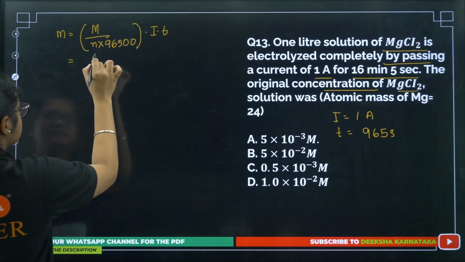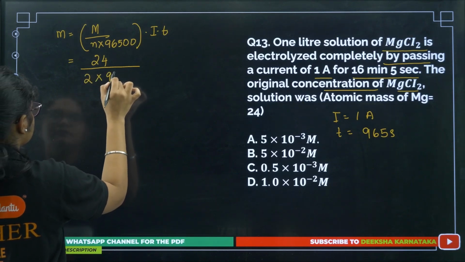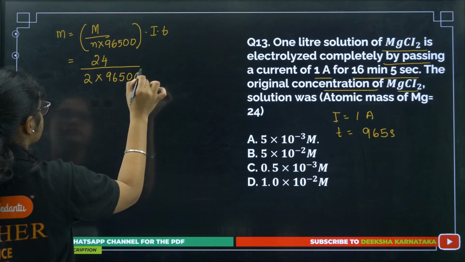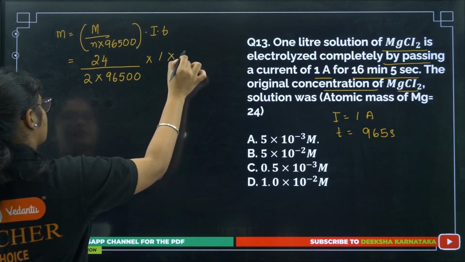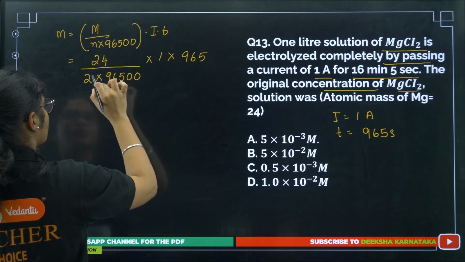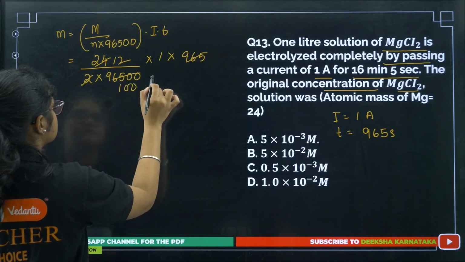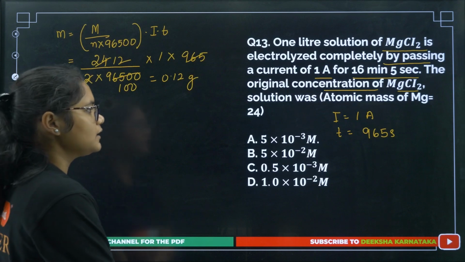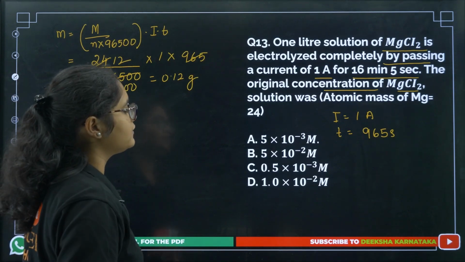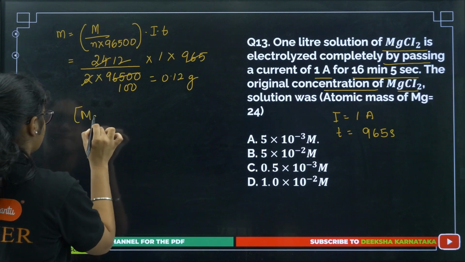So what is the molar mass? Here it is 24, divided by 2 into 96500. Current is how much ampere? 1 ampere, and we have 965 seconds. Okay, so here if I solve, I'll be getting 0.12 grams. Okay, now if I want to calculate the concentration, right, what is the concentration of MgCl2?